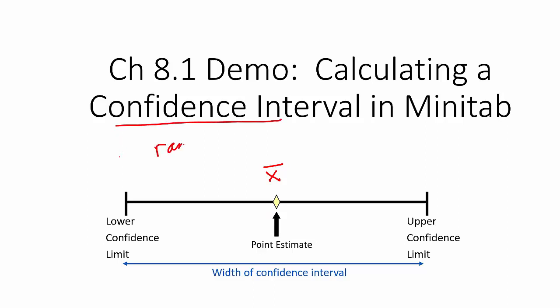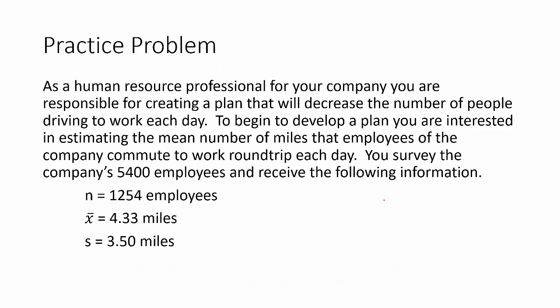The confidence interval gives us a range of values, some low number and some high number, inside which we're pretty sure that true population value happens to lie. For more information on the theoretical background of that, see my Chapter 8.1 video on confidence intervals. We're going to walk through a problem so that we can practice calculating confidence intervals in Minitab.